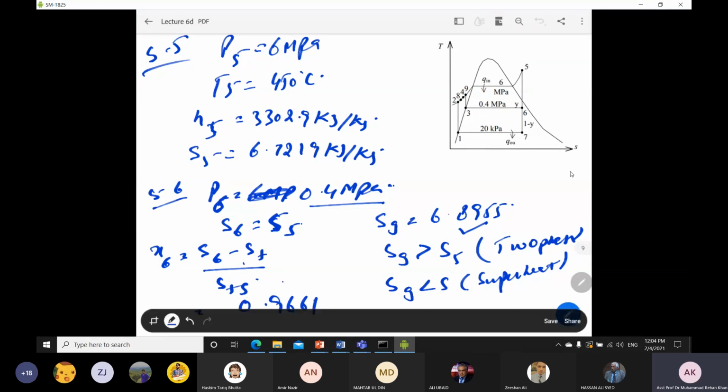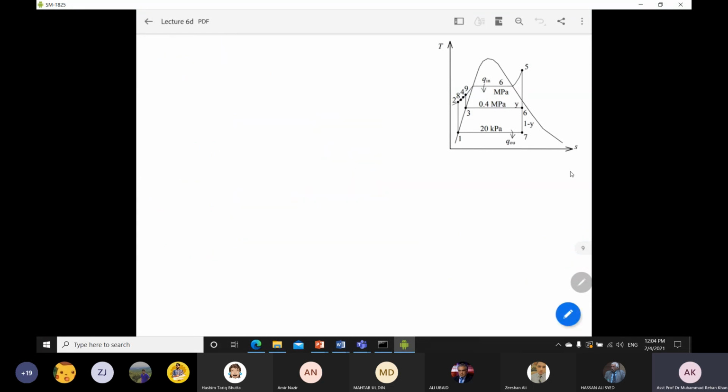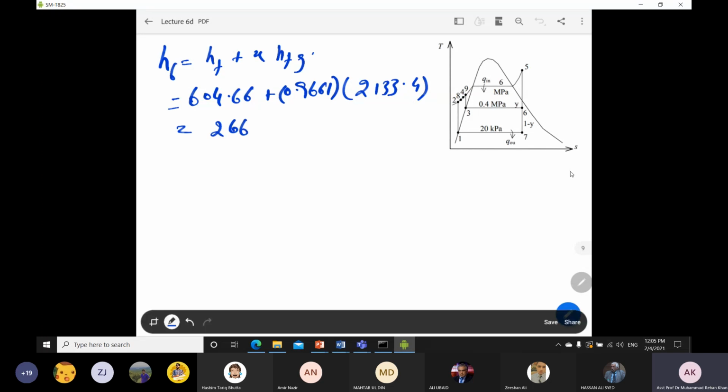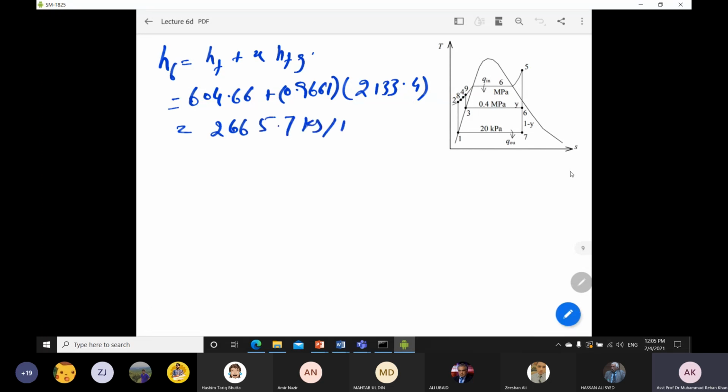0.9661. Okay, so again we have to find the H6 also. So H6 is equal to Hf plus x Hfg. And now you just plug in all the values using your thermodynamics table, and this value x you already found, 0.9661, and Hfg, 2133.4, comes from your thermodynamics table. You can solve it and you will get the enthalpy value in kilojoule per kg.